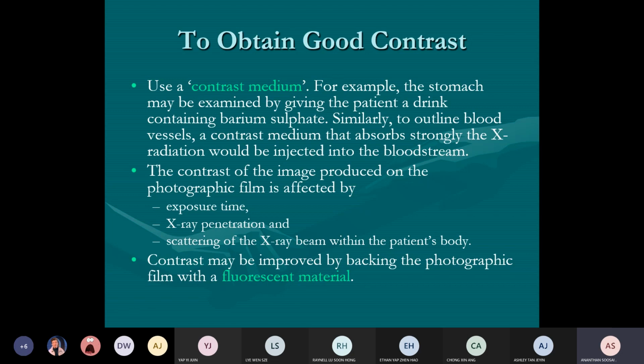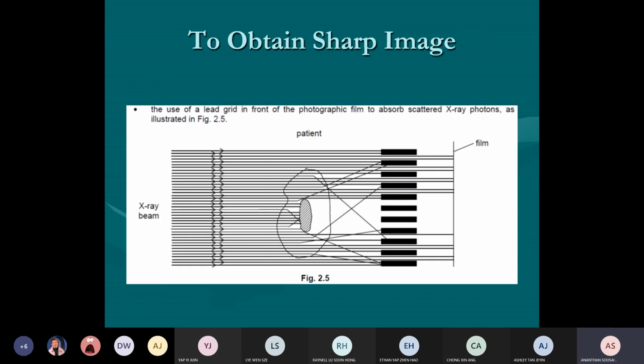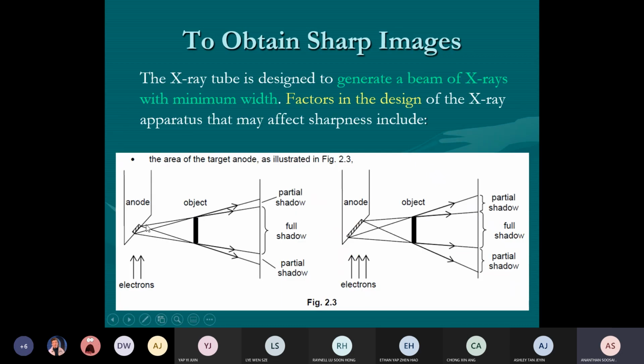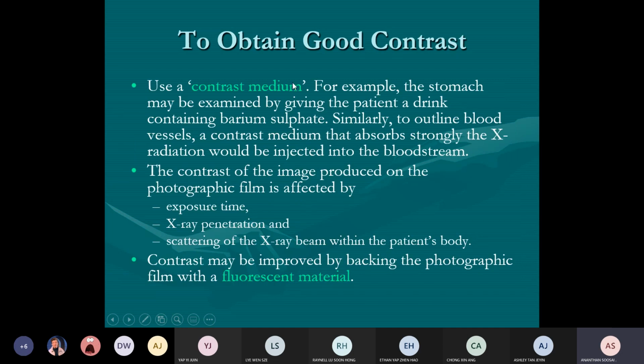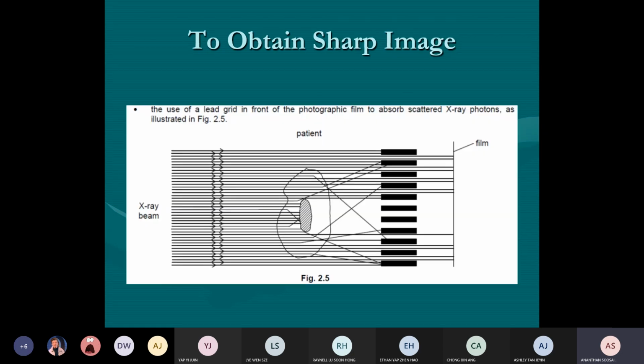So, two ways to improve sharpness: smaller anode, lead grid. Ways to improve contrast: contrast medium, exposure time, fluorescent material. Three ways, but exposure time is not advisable. So this is about some facts on how to produce a quality X-ray image. Any questions so far? It's a fact to remember. No calculation.